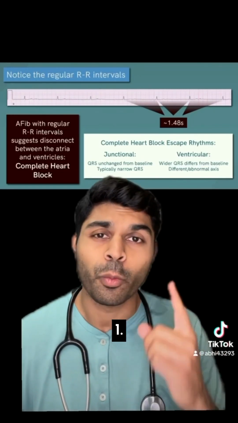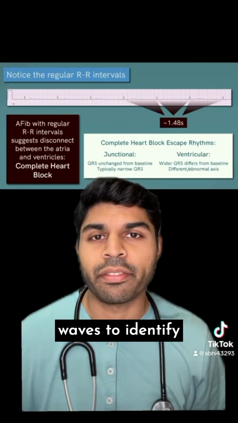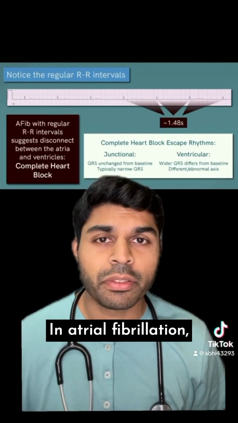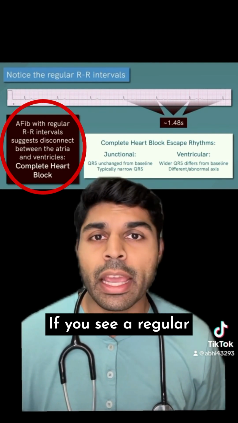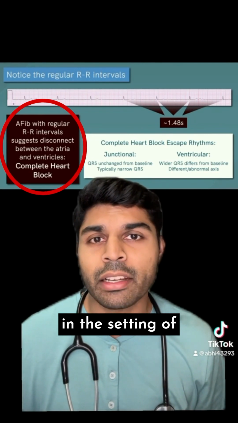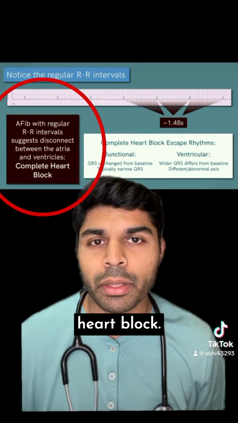Let's review. 1. Look for lack of P waves to identify atrial fibrillation. In atrial fibrillation, the QRS rhythm tends to be irregular. If you see a regular bradycardic rhythm in the setting of atrial fibrillation, consider complete heart block.